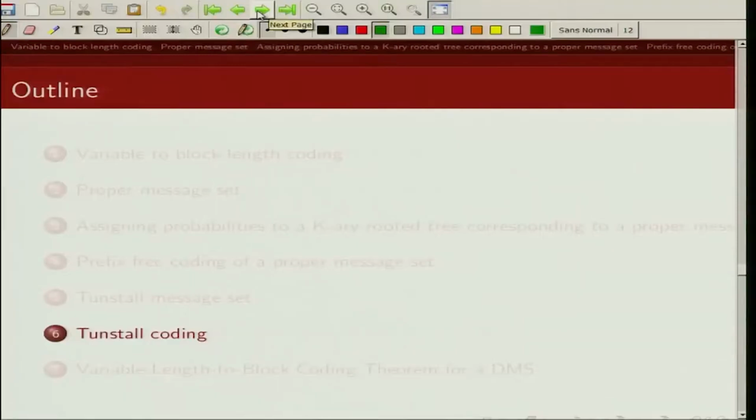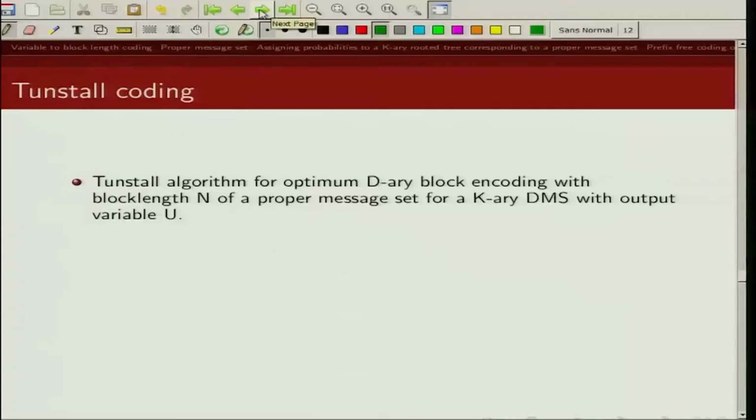So if you want to do optimum variable length coding, variable to block length coding using proper message sets, then you should be using the Tunstall message set. So now that we have described how to parse our source into a proper message set, let us explain how we can use this Tunstall message set to do our variable to block length coding. So we are interested in optimal variable to block length coding. Our output code words have block length n.